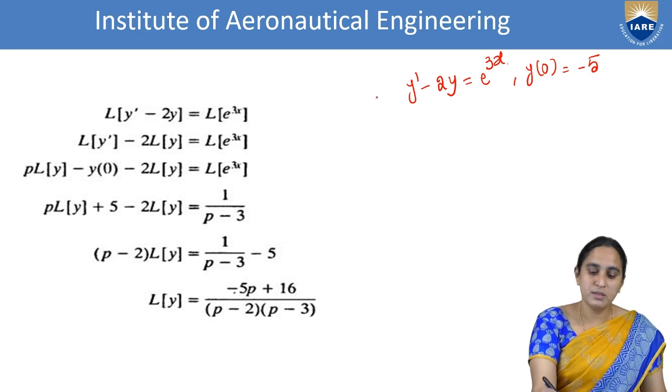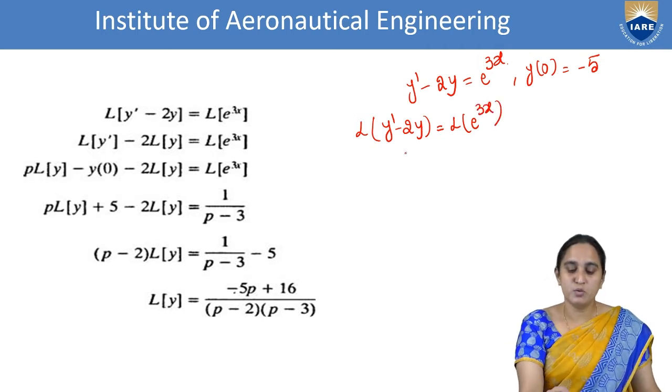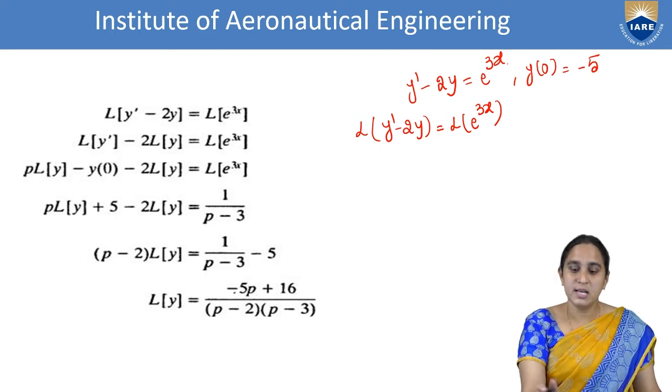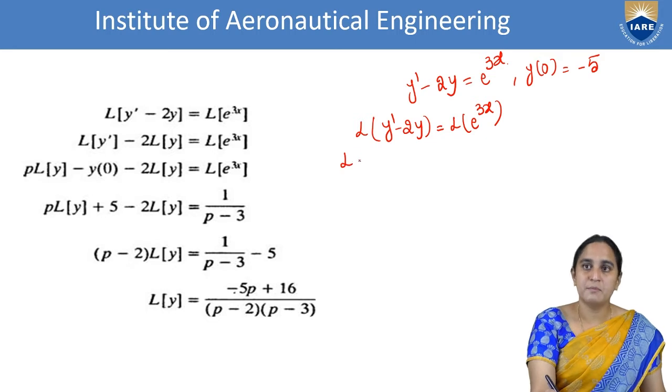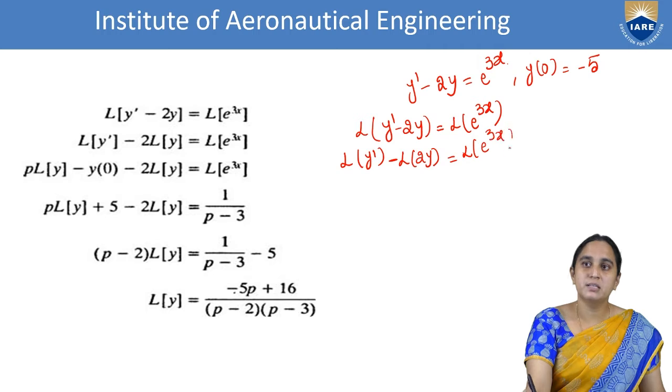Now from that I am applying the Laplace operator on both sides. That is, Laplace of y' - 2y is equal to Laplace of e^(3x). I am applying the L operator, the Laplace operator, on both sides. That is, Laplace of y' minus Laplace of 2y is equal to Laplace of e^(3x).